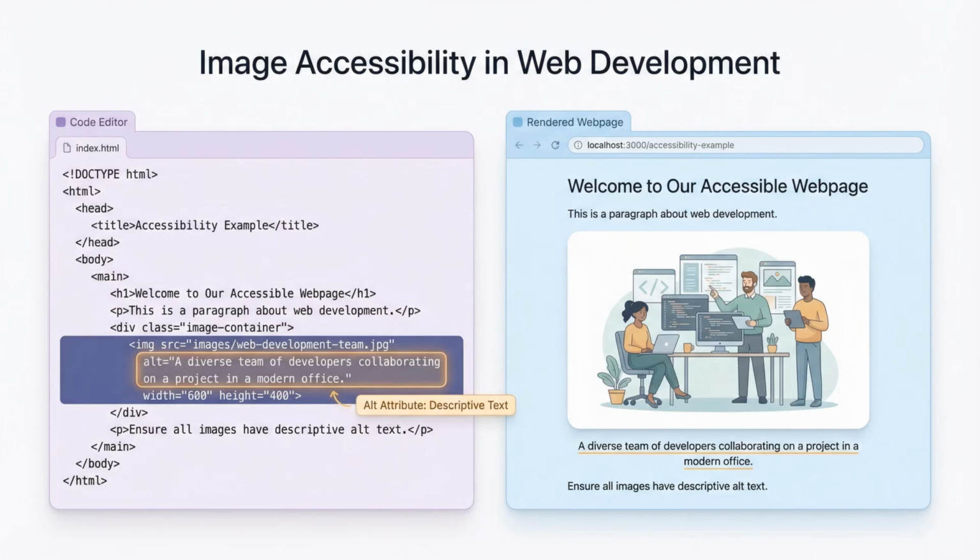Now, let's talk about image accessibility, specifically the alt attribute in HTML. When you place an image on a web page, screen readers and other assistive technologies rely entirely on the alt text to describe that image to users who can't see it. If you leave it empty or skip it altogether, you're essentially making that content invisible to a portion of your audience. Here's the key point.